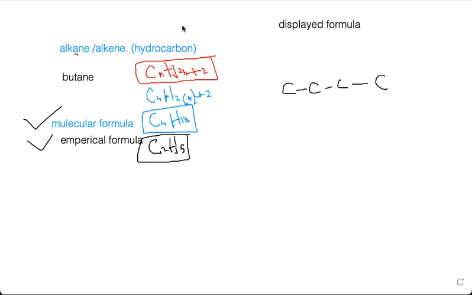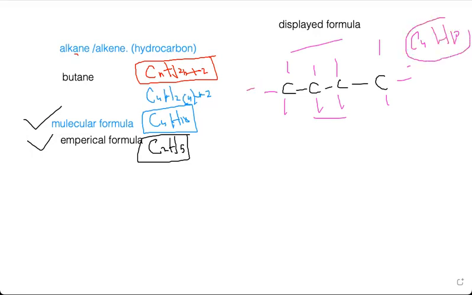Let me change the color. Now see, this is the displayed formula. I'm not writing H for the hydrogen to save time. So you can see there are 4 carbons, C4, and how many hydrogens are there? You can count these red bonds: 4 plus 4, 8, 9, and 10. H10. You can see I'm getting the same formula. I just found the molecular formula by using the general formula of the alkane, and I'm getting the same formula by the displayed formula. So this is called the displayed formula.